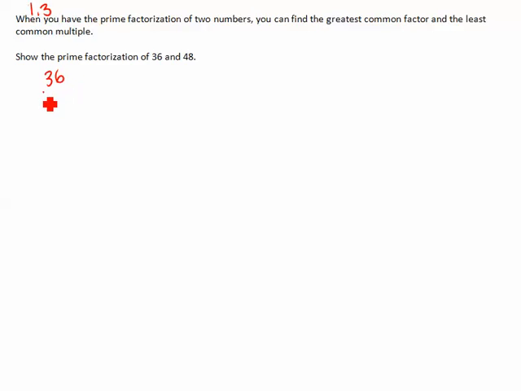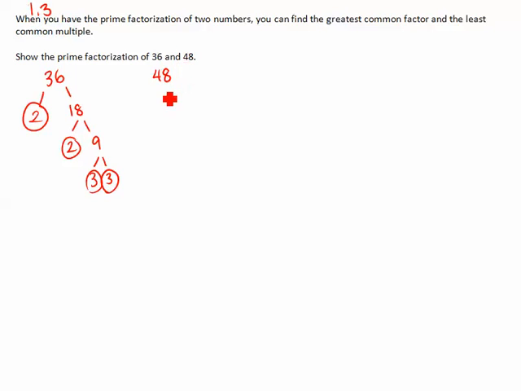Prime factorization of 36, if you remember from the last lesson, we just break it up. There's many different ways to break up 36. I could choose 2 and 18, or 6 and 6, or 4 and 9. And in this case, I'm choosing 2 and 18 just because I find even numbers pretty easy to divide. So I can continue my factor tree as follows.